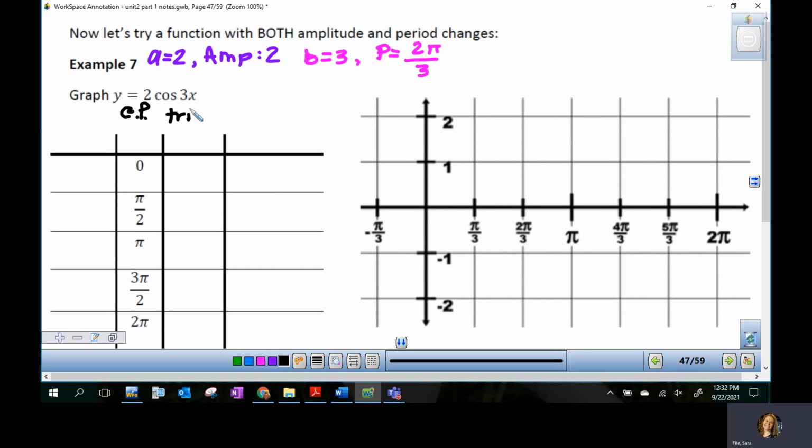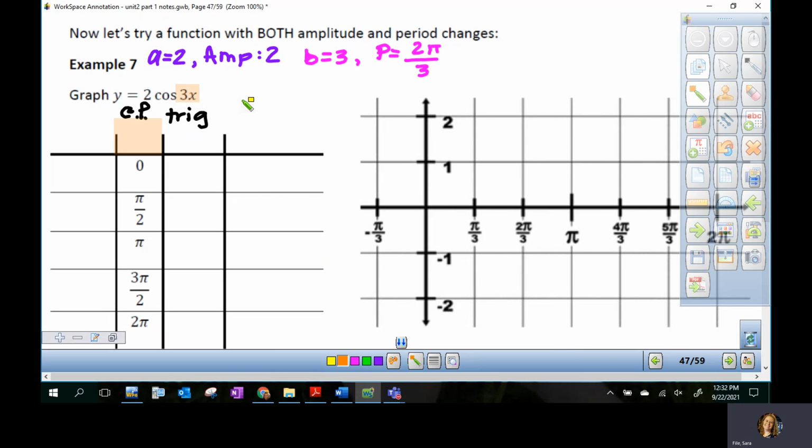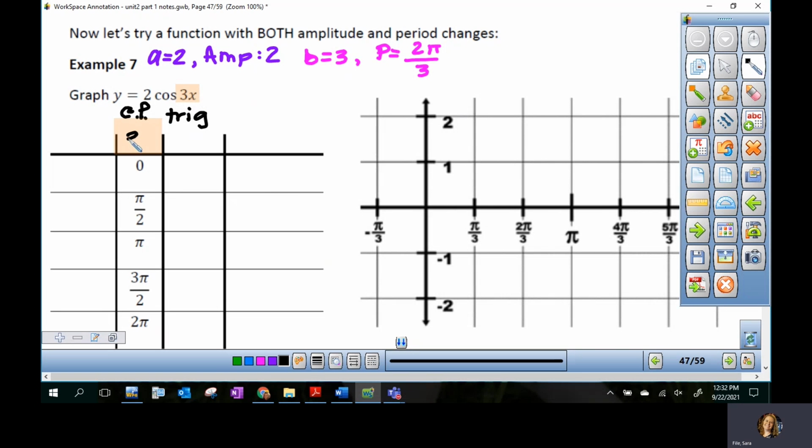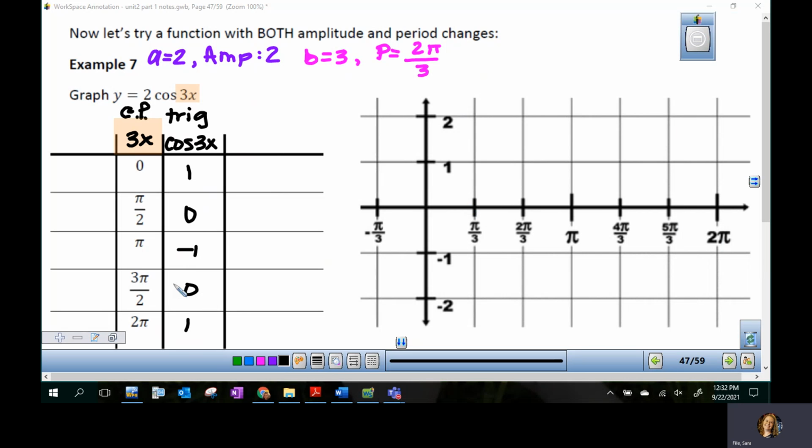Okay, so we'll have the critical points and trig column to start. What should I put as the header or the title here for the critical point column? What am I taking cosine of? 3x. Okay, so 3x goes here. Okay, and then the trig column, so this is cosine, so it's going to be cosine of 3x. Cosine is 1, 0, -1, 0, 1. Okay, those two columns right there, those ordered pairs, that's the parent function. I'll go ahead and plot it.